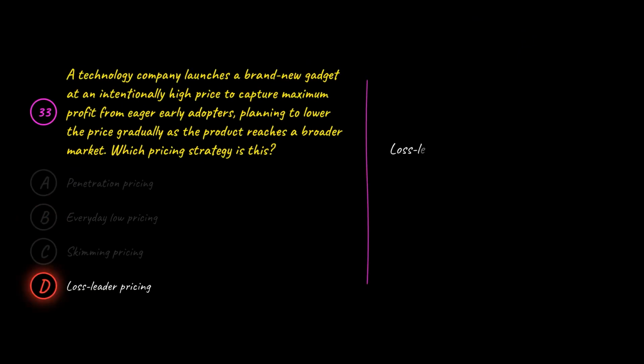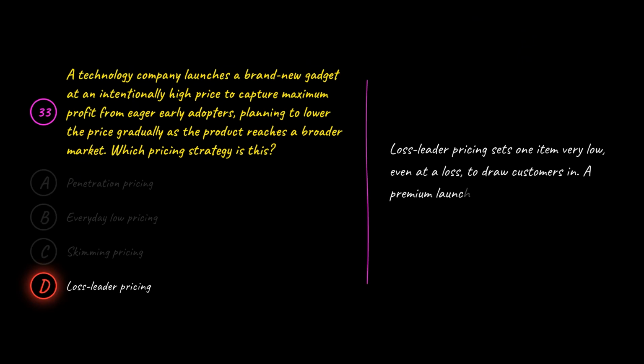D is wrong because loss leader pricing sets one item very low, even at a loss, to draw customers in. A premium launch price aimed at early adopters is the opposite of a loss leader.